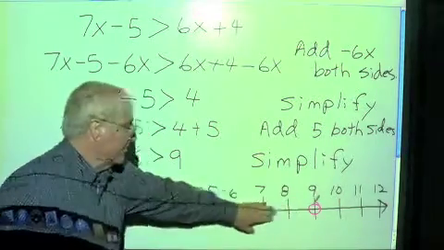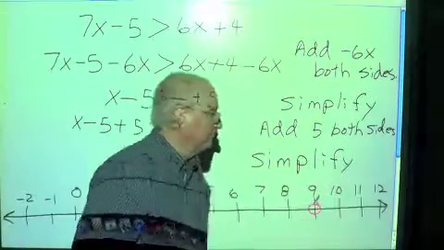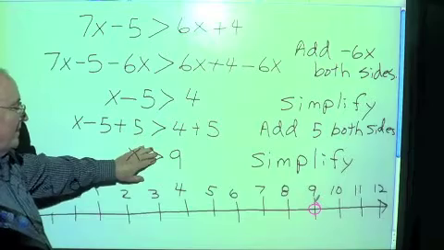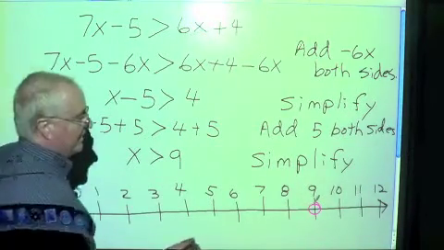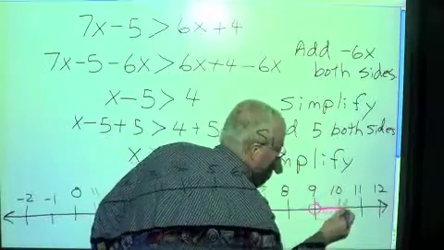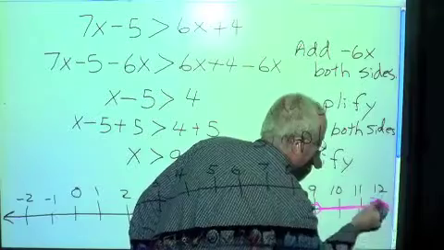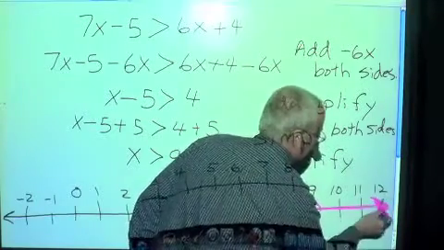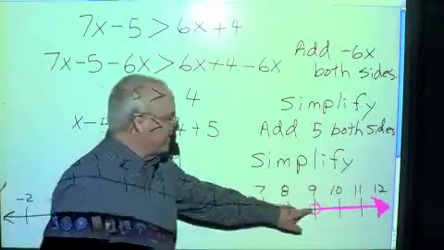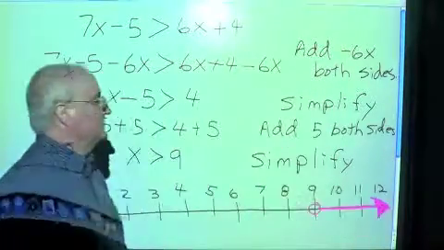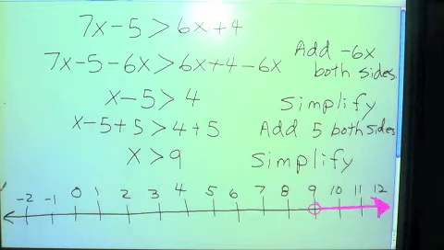Now, we want to draw some lines where x is going to be. Is x going to be over here to the left of 9, or is it going to be to the right of 9? Well, it says greater than, so it has to be bigger than 9. The part that's greater than is going to be to the right. So we're going to shade this in over here on this side. And this is a graph of that solution on a number line. Open circle around the 9. Shade that, and it's going to go all the way out to the right.